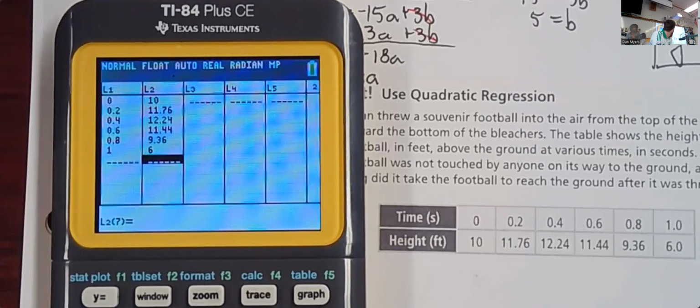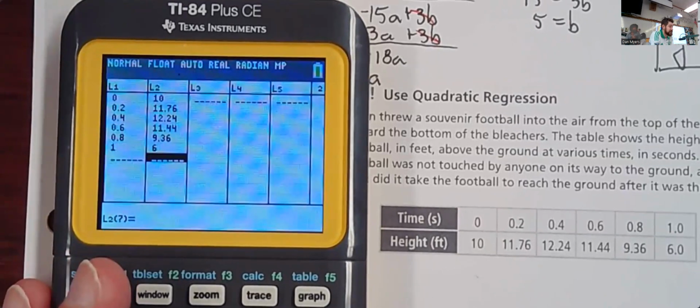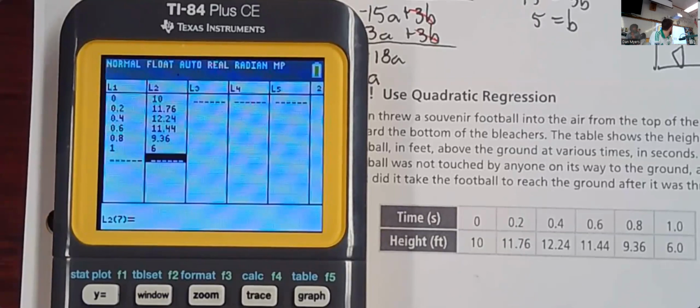All right. Quick question for you. How high up in the air was the ball when the fan threw it? 10 feet. Yeah, because at time 0, the fan had not yet thrown the ball, and it started at a height of 10, and it went up a little bit, and then it went back down. So it's basically starting here, it goes up a little bit, and then it goes all the way down to the ground.